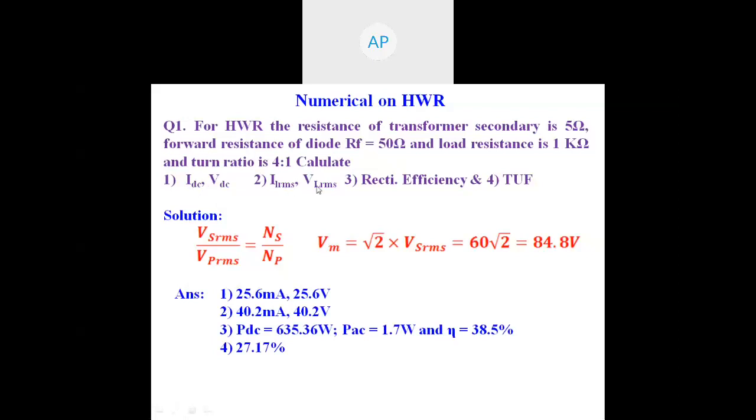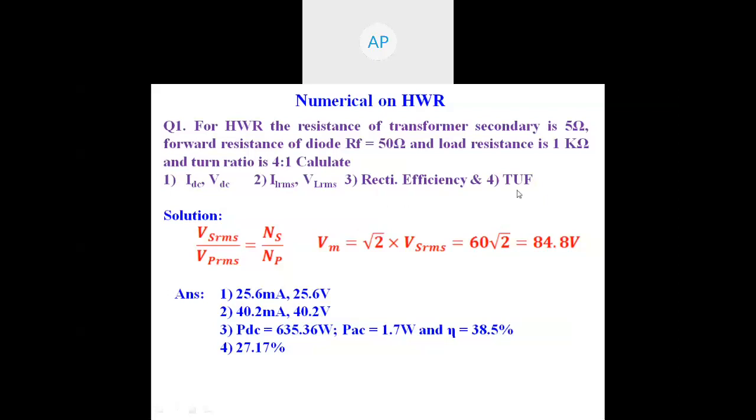Similarly, what are the ILRMS and the VLRMS? VLRMS is given as Vm divided by 2. ILRMS is given as Im divided by 2. So you have to find these two values. What is the rectification efficiency? Rectification efficiency is given as PDC divided by PAC. PDC is given as IDC square into RL. IDC you have already found out. And PAC is given as ILRMS square into RL. ILRMS you have found out, so simply plug that in, and you will have this value as 38.5%.